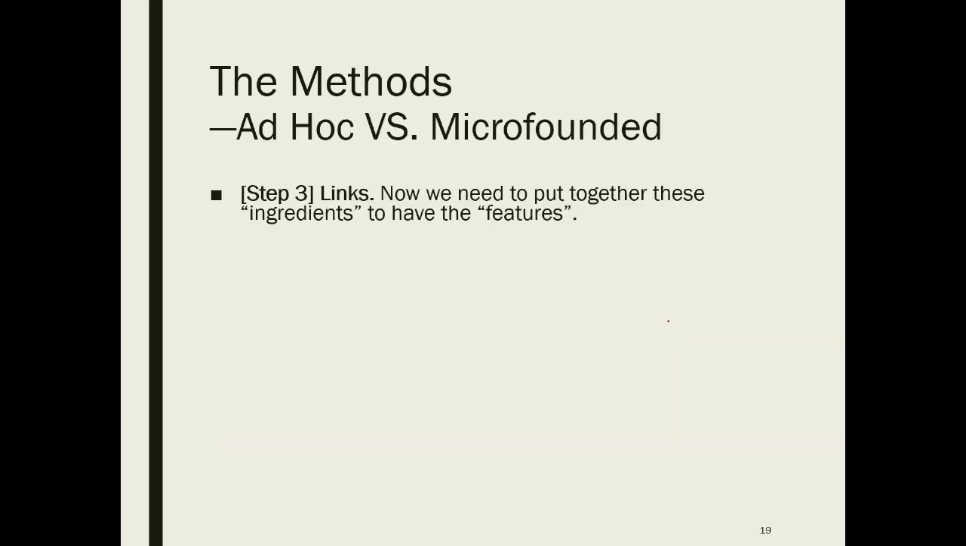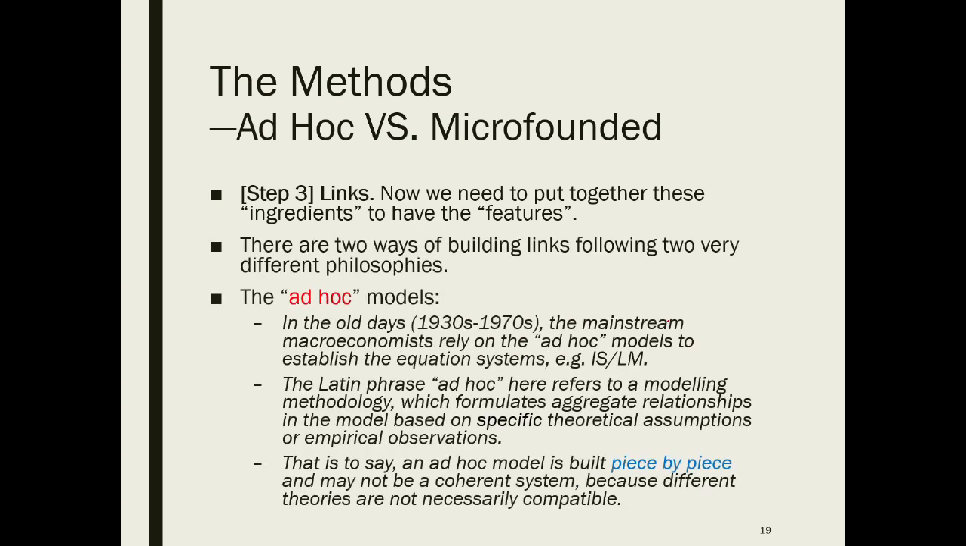The final step of modeling is to link all model ingredients with the chosen model features. In the history of macroeconomic theory, there are two ways of building such links. The first approach is called Adhoc Modeling, which was the mainstream from 1930s to 1970s. Adhoc is a Latin phrase meaning for a particular purpose. These models are built piece by piece, and each piece is for a particular purpose.